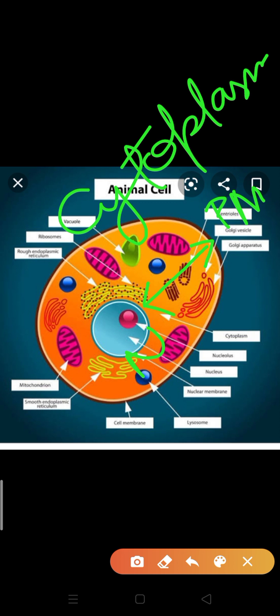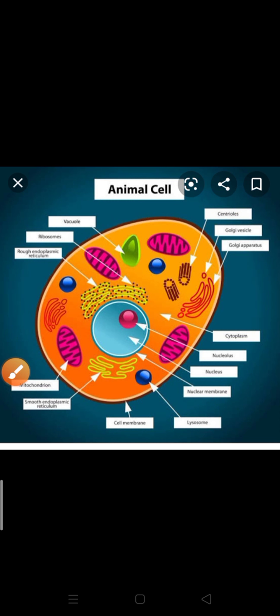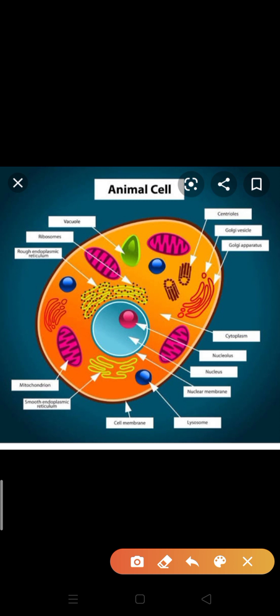Clear? So it starts with the endoplasmic reticulum. What is the endoplasmic reticulum? Just outside of the nuclear membrane, the endoplasmic reticulum is present.